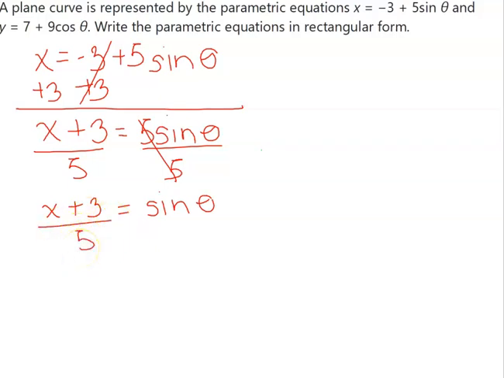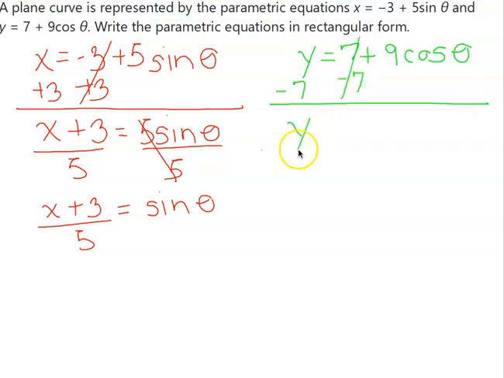And then for the second trig function, we're going to do the same. y equals 7 plus 9 cosine of theta. Cosine is being multiplied by 9 and added to 7. So we're going to get rid of that positive 7 by subtracting 7 on both sides. And then from there, y minus 7 equals 9 cosine theta. So we'll divide by 9 on both sides to get cosine of theta by itself.